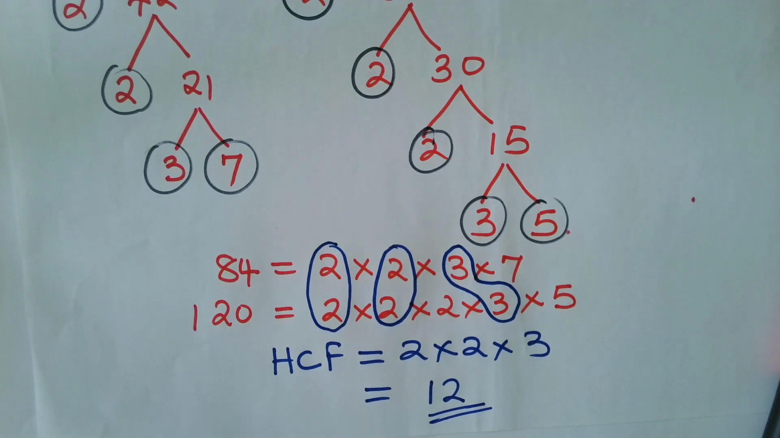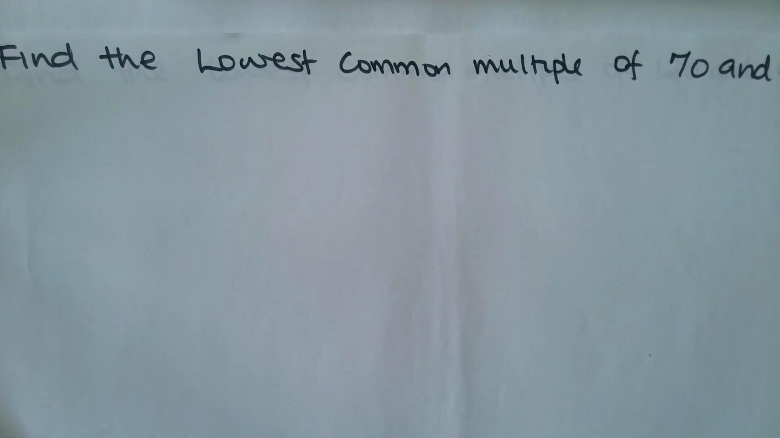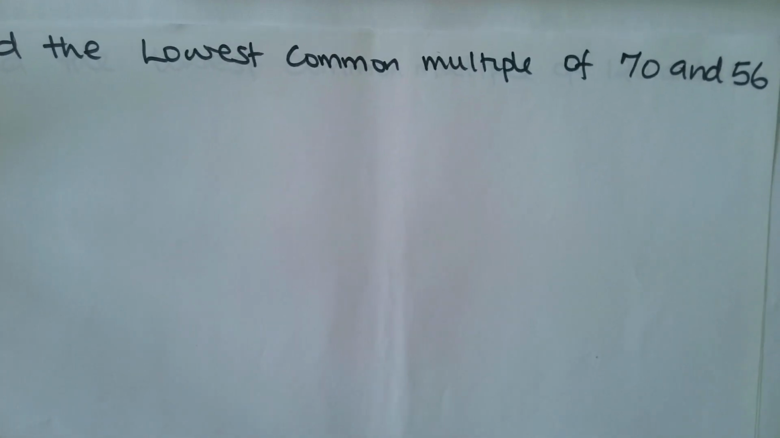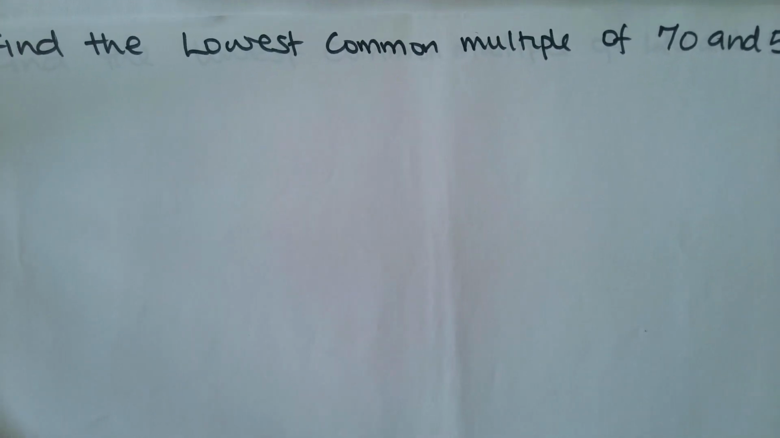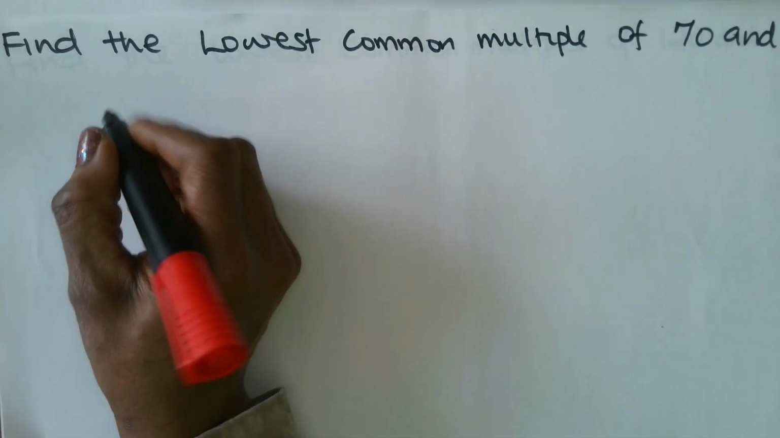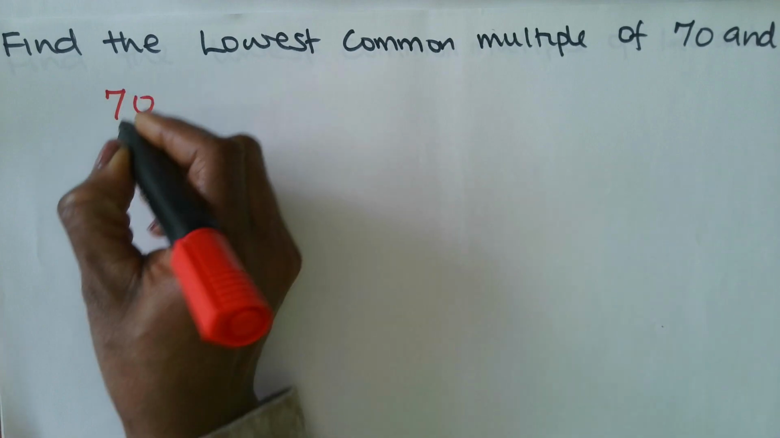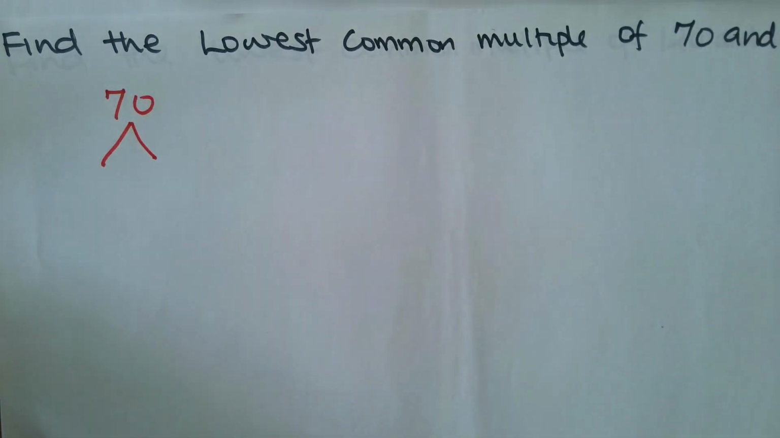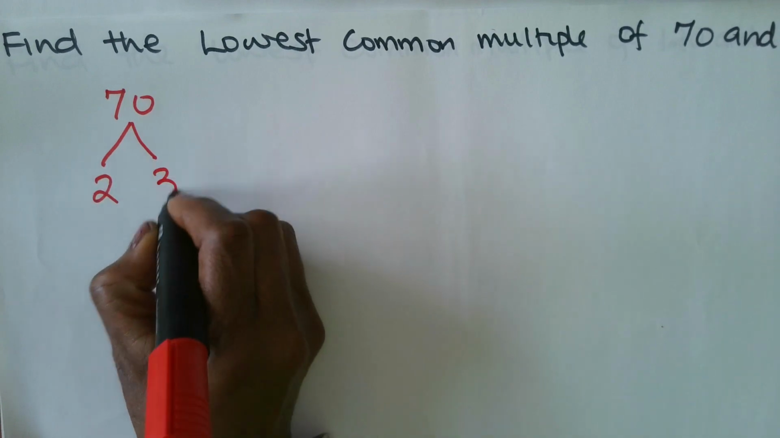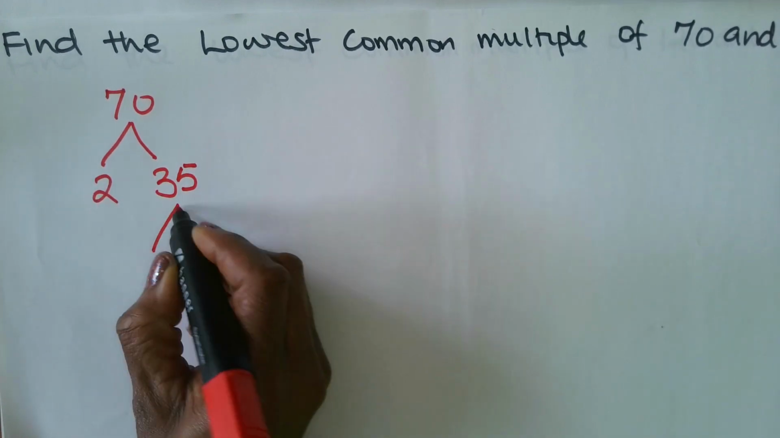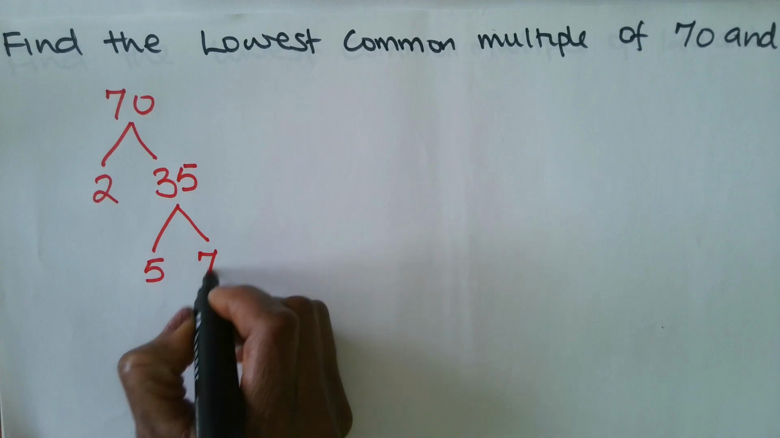Now we're going to look at the lowest common multiple. So the question says find the lowest common multiple of 70 and 56. We're going to use the factor tree again. We've got 70. 70 can go into 2. We find 35. And then 35 would be 5 and 7.